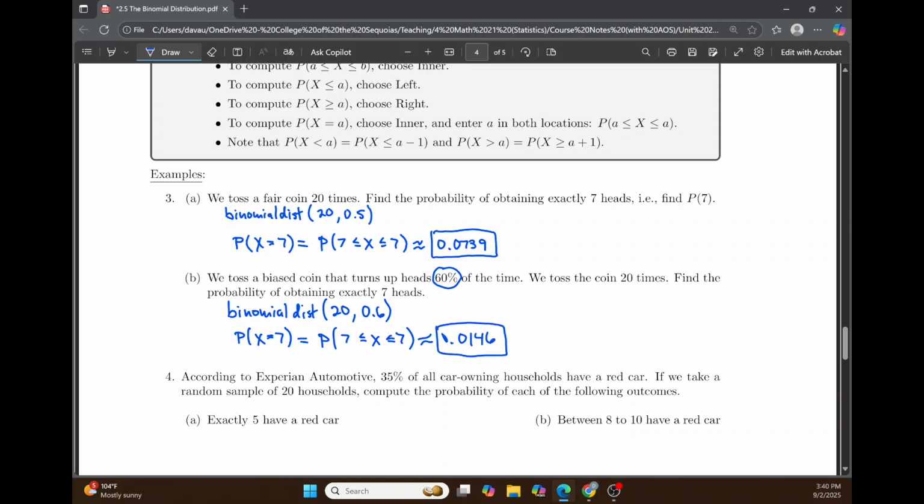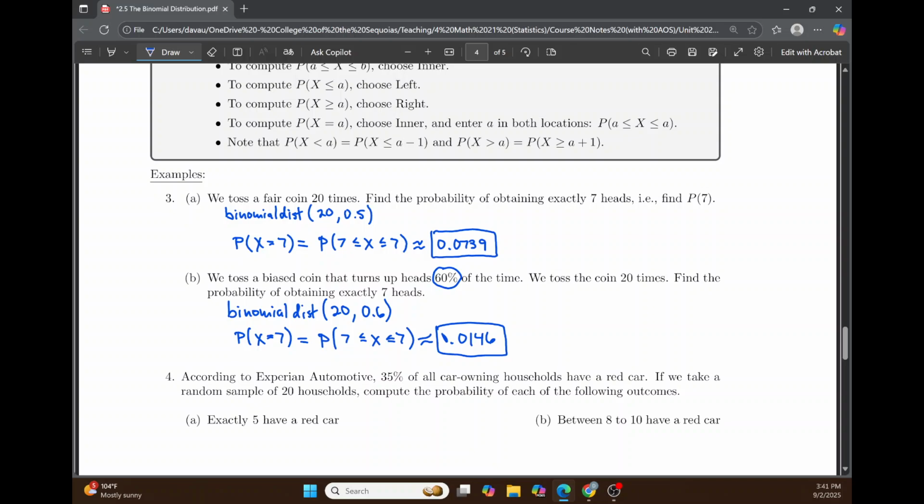At first glance, I think that this is counterintuitive to students, because the probability of success in part A was 50%, and the probability of success in part B was 60%. So it seems like, shouldn't the probability of getting 7 heads increase? I'll let you pause the video and see if you can come up with a response to that question. Here's my answer to that.